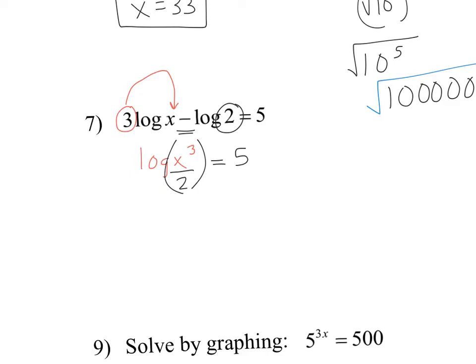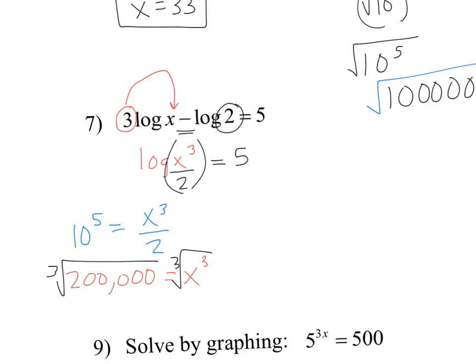So now this is base 10, so it's 10 to the 5th equals x cubed over 2. So 10 to the 5th is 100,000, so multiply it by 2, so you're going to get 200,000 equals x cubed. And then you can take the cube root of both sides. So the cube root of 200,000 is about, I'm going to do it to nearest hundredth, 175.44. So just make sure you read what you're supposed to round to.